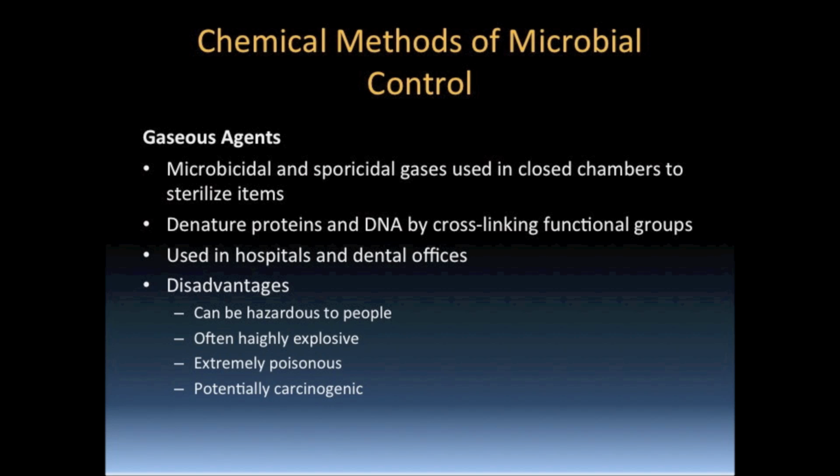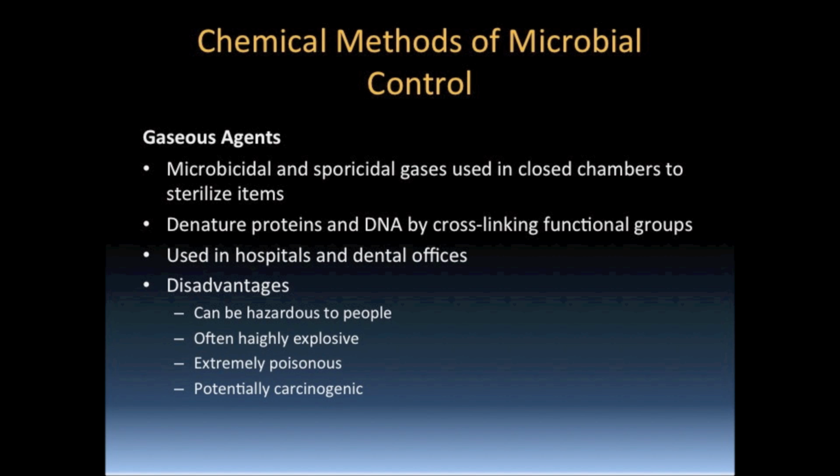Ethylene oxide is a commonly used agent. It is a colorless gas at room temperature, and it is highly explosive, can cause damage to the lungs, eyes, and mucous membranes, and is carcinogenic. Ethylene oxide, when used correctly, can act as a sporicide. Propylene oxide is a chemical similar to ethylene oxide and has the same mode of action, but is less toxic.